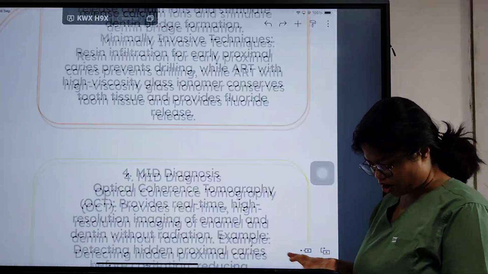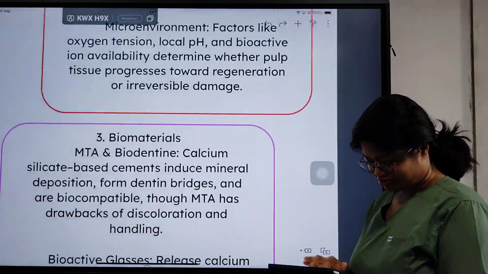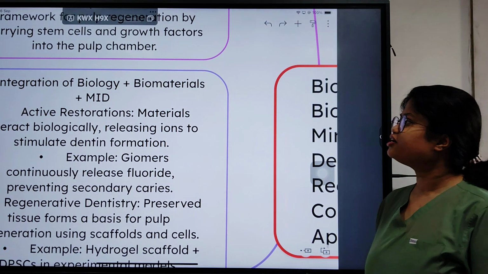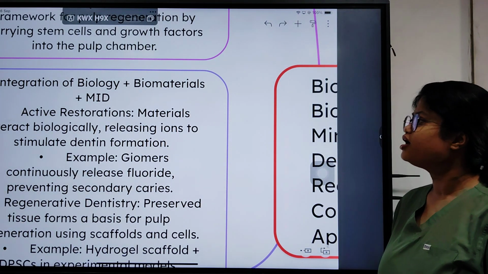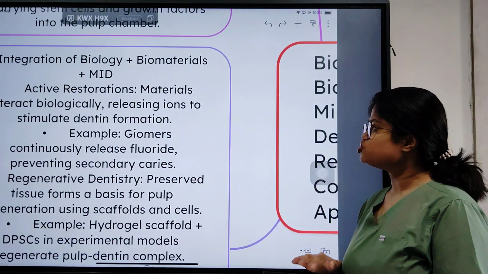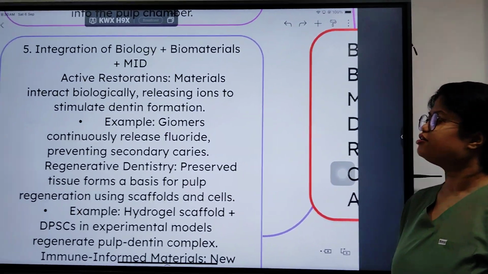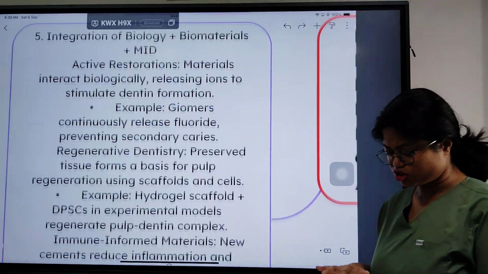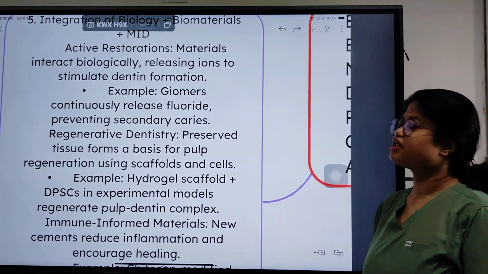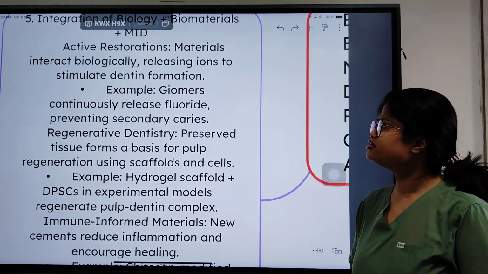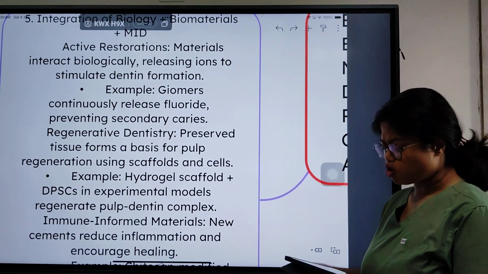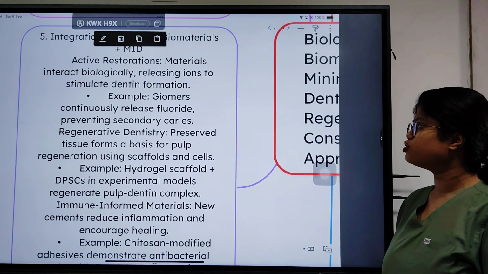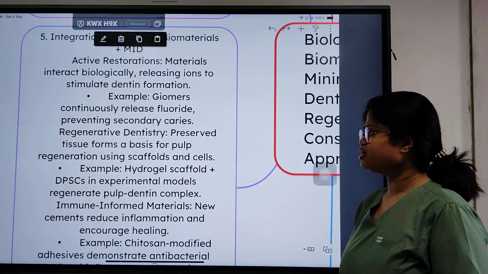Now coming to the next part, which is the integration of biology, biomaterials and MID for the various restorative techniques, in active restorations, regenerative dentistry and others. So for active restorations, materials that can interact biologically release ions to stimulate dentine formation, as I already told. Examples are giomers, which will continuously release fluoride, preventing secondary caries.